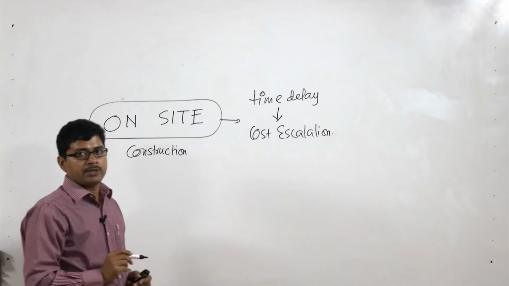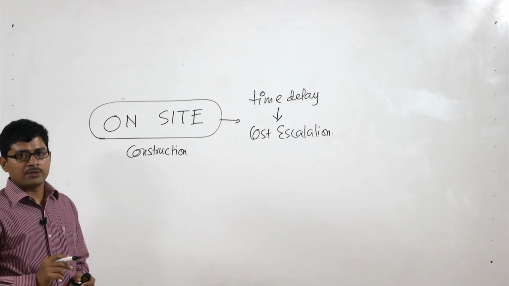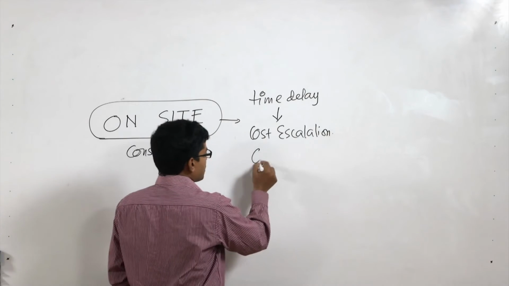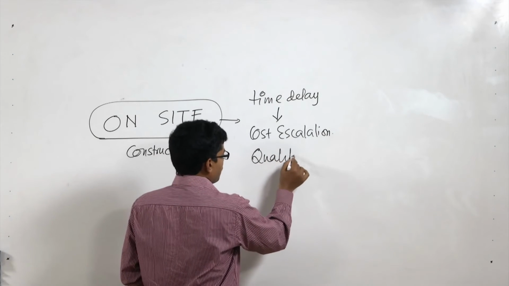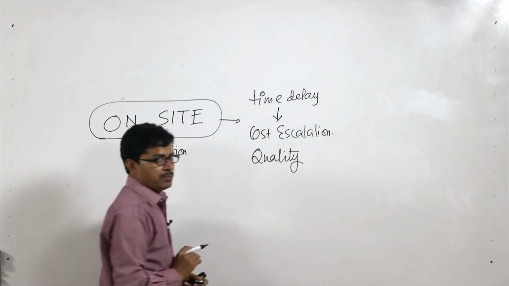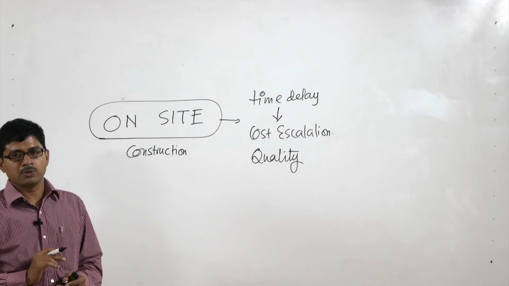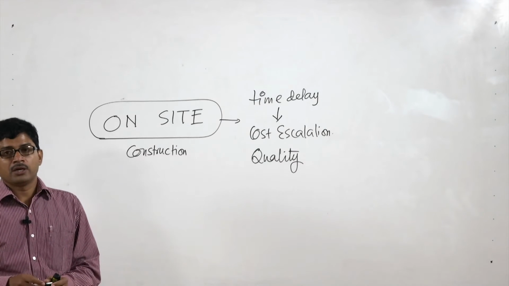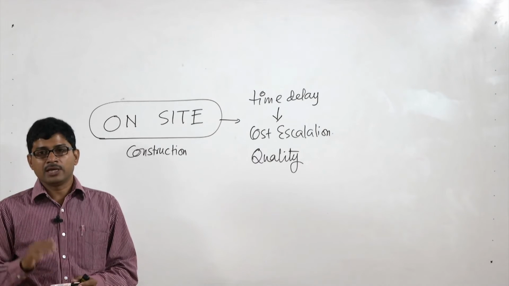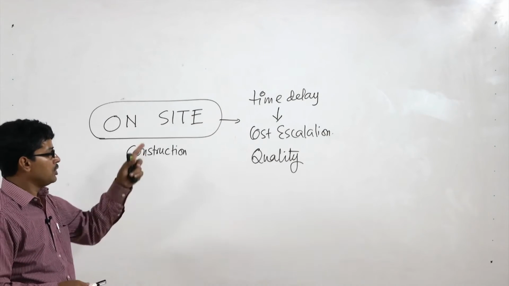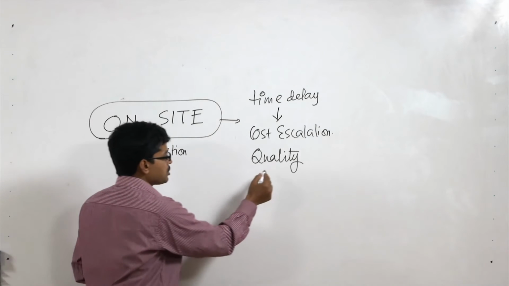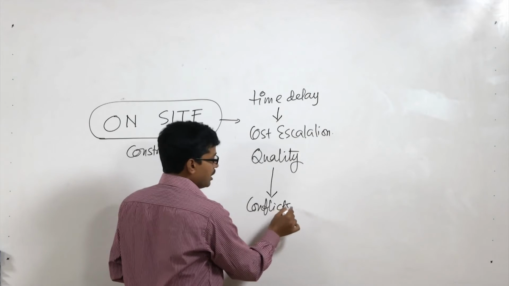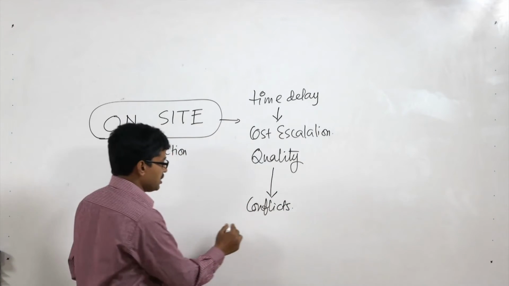Another very important issue is that since it is site-based construction, the quality is also compromised. The quality of the product, the quality of the housing, is compromised because on-site construction depends on the actual availability of labor and their skill level. So these are the issues, and sometimes it also leads to conflicts between the end users and the developer, and dissatisfaction.